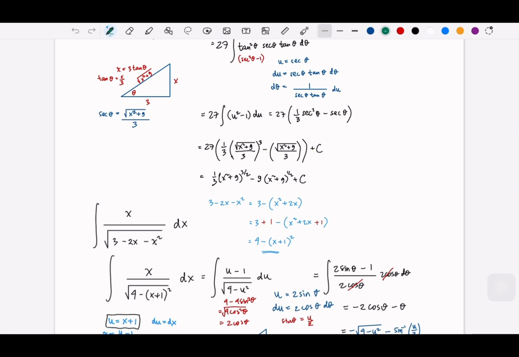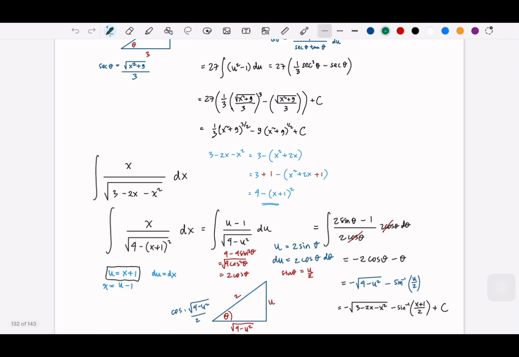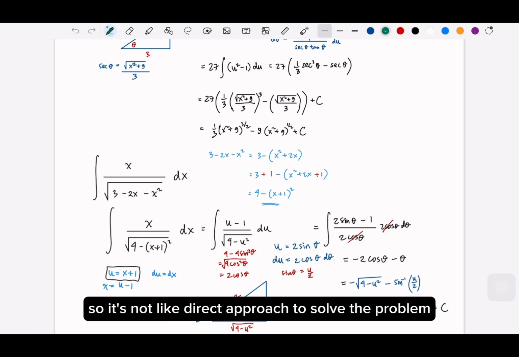Okay, yeah, that's case 3. Okay, any questions? Yeah, the trigonometric part is a little bit complicated. It's not a direct approach to solve the problem, but it contains many more problems inside.